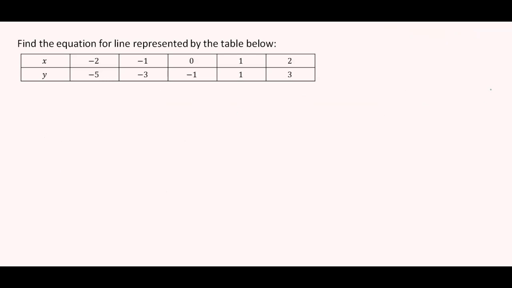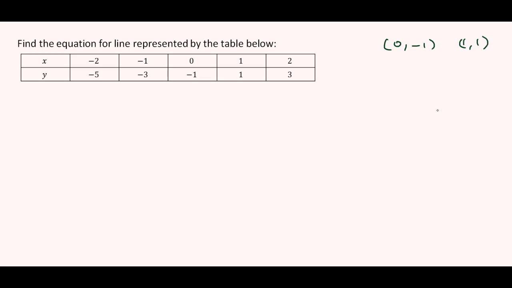Next example, find the equation of the line represented by the table below. First thing I'm going to do is pick 2 points. I like to always pick simple points. If you don't like dealing with negative numbers, you can always pick points that don't have them, but it doesn't really make a difference. I like to pick any point that has a 0 in it because it just makes things a lot easier. So I have 0, negative 1, and then I have 1, 1.